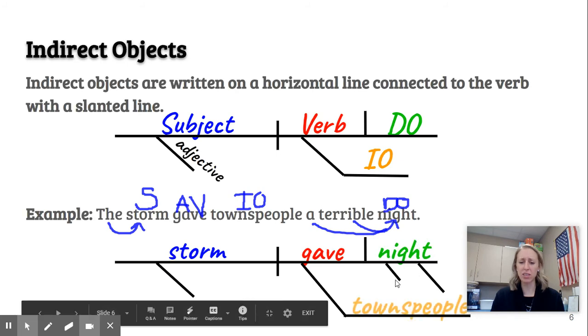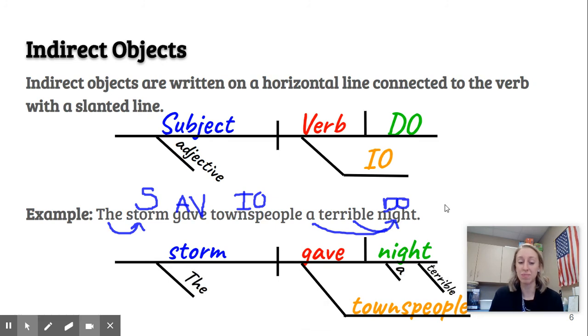Okay, what did I do next? The indirect object, remember, goes underneath the verb on that slanted horizontal line. I don't know what you would call that. I don't know what kind of angle that is. Somebody in math, shout out the angle. I don't know, I'm bad at math. I know it's bigger than 90 degrees. That's all I know. Okay, so townspeople goes there, and then we just plug in the rest of our adjectives. So we want to put the under storm and terrible underneath night.